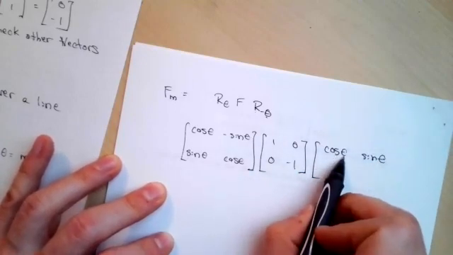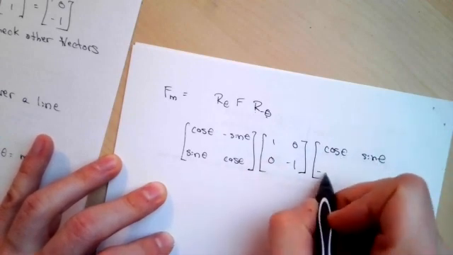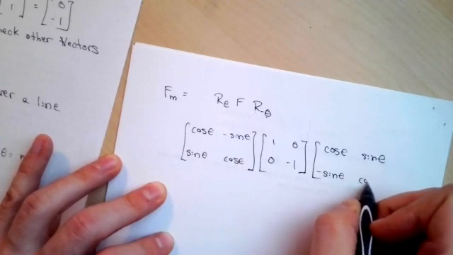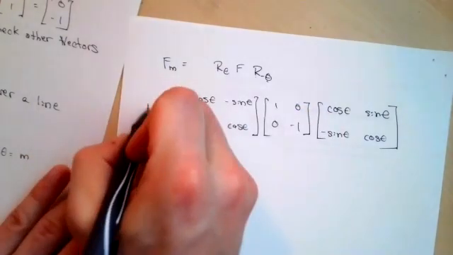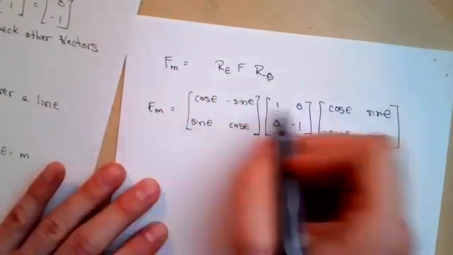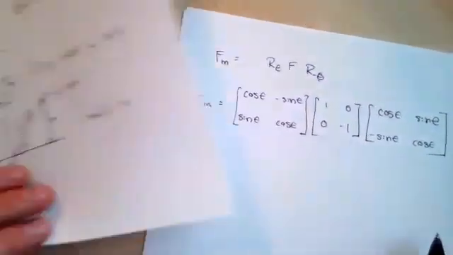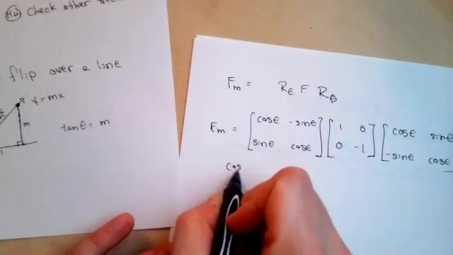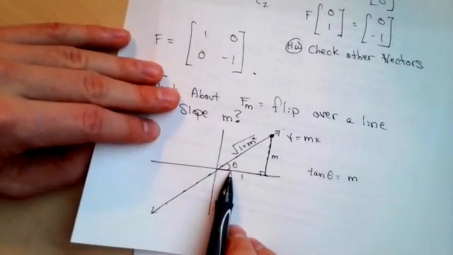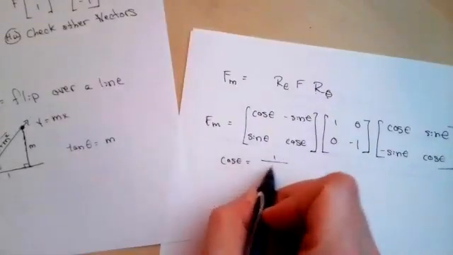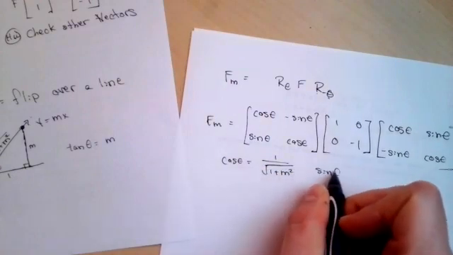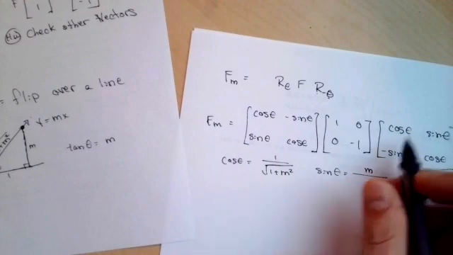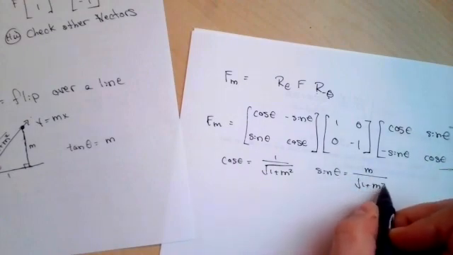Of course, cosine of negative theta is cosine. Sine is an odd function, so it's going to actually just flip that minus sign. So this is what F of M should be. Work that out, and now you can actually work out the identities as well. Cosine of theta from our little trig diagram is going to be 1 over the square root of 1 plus m squared. And sine of theta is m over the square root of 1 plus m squared.